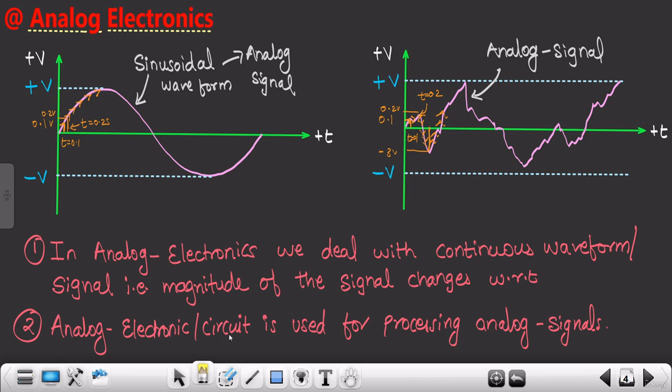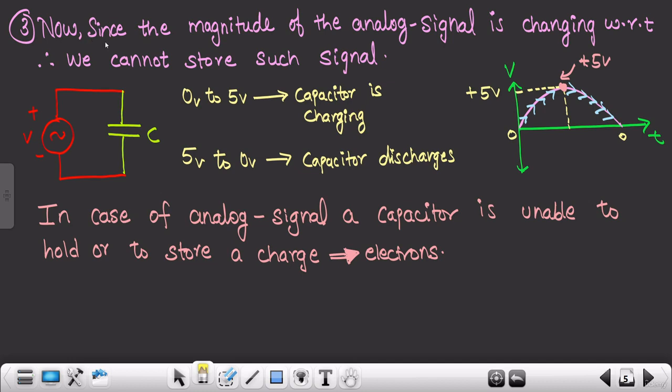And obviously the analog circuit is used for processing the analog signal. And in analog electronics we deal with this kind of signals where the signals are continuous, right? Great. And the third point, which plays a very significant role to create a difference between analog and digital electronics, is that in analog electronics we cannot store anything, right? Since the magnitude of analog signal is changing with respect to time, therefore we cannot store such signal.